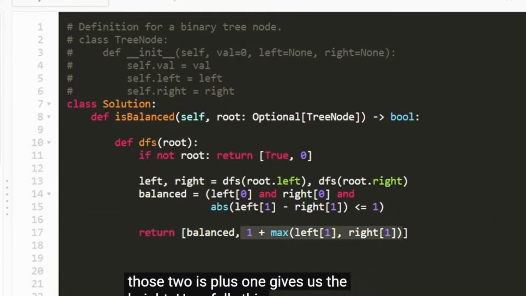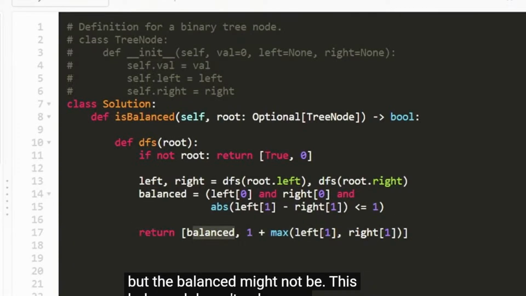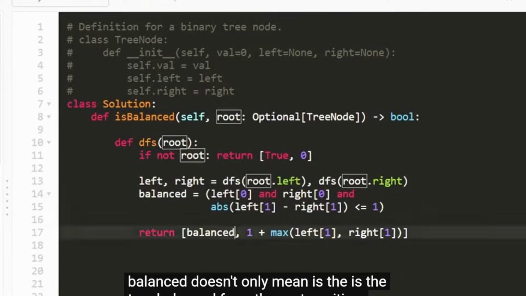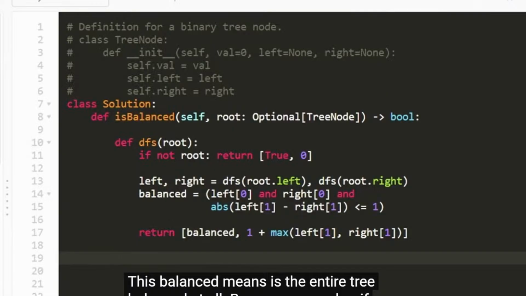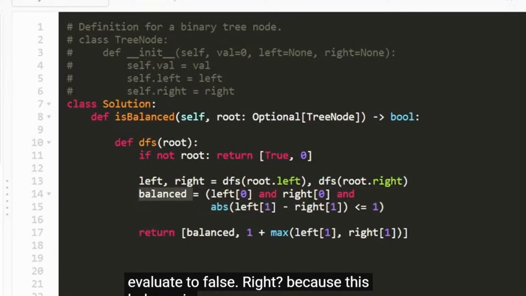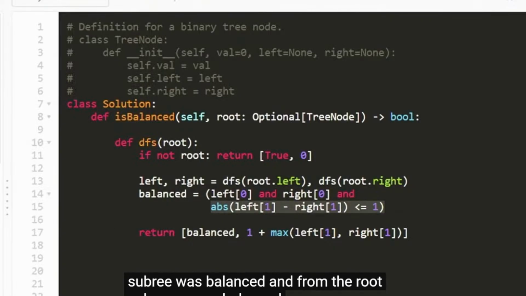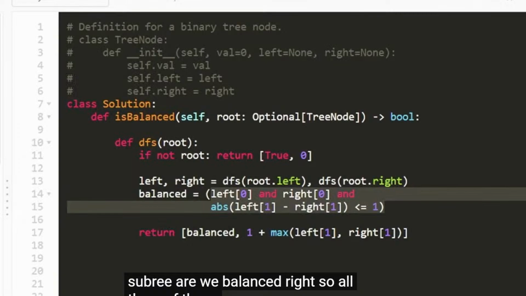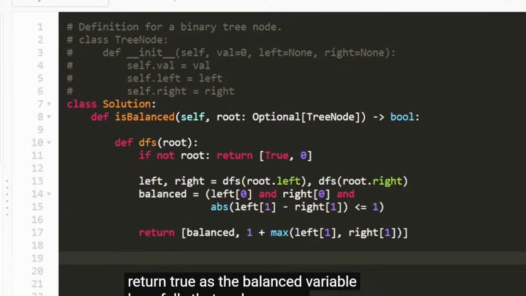Hopefully this is pretty simple, but the balanced might not be. This balanced doesn't only mean is the tree balanced from the root position. This balanced means is the entire tree balanced at all. Because remember, if the left subtree, for example, was not balanced, then this conditional is going to evaluate to false, because this balance is only going to be true if the left subtree was balanced and the right subtree was balanced, and from the root are we balanced. So all three of those have to be true for us to return true as the balanced variable. Hopefully that makes sense, because that is the entire code.